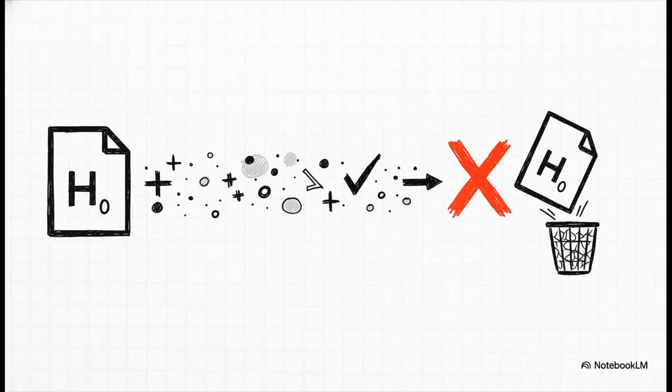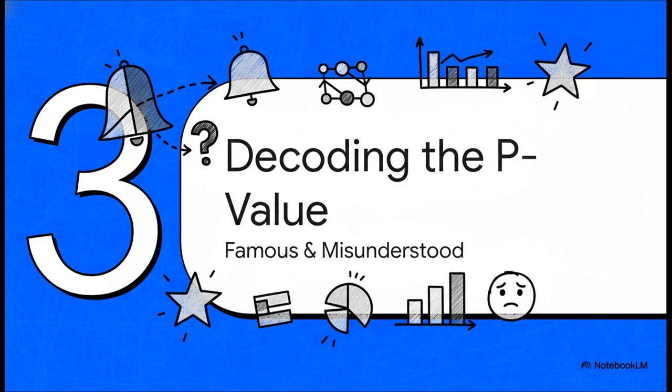Now, this is a really important mental shift. We never actually try to prove our ideas right. Instead, the entire system is built around trying to gather enough convincing evidence to reject that no-effect idea, to throw out the null hypothesis. And that leads us directly to one of the most famous and, let's be honest, most misunderstood numbers in all of medical research, the p-value.